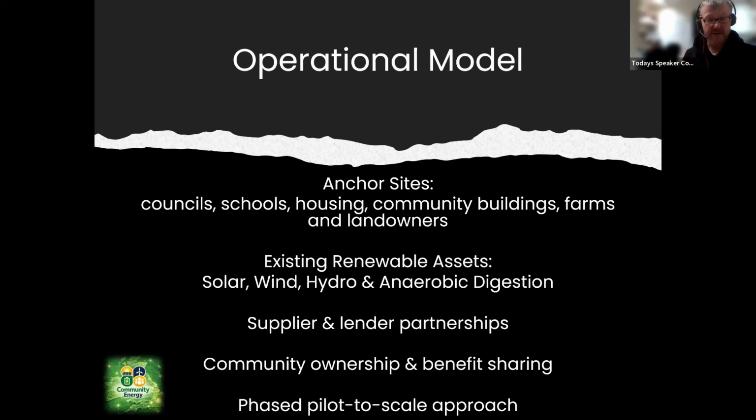You may find a situation where there is no community building or no community land in a particular village. That doesn't preclude you from having a community energy club. It just means you've got to think about it in a different way, and you might have to scale it in a different way.